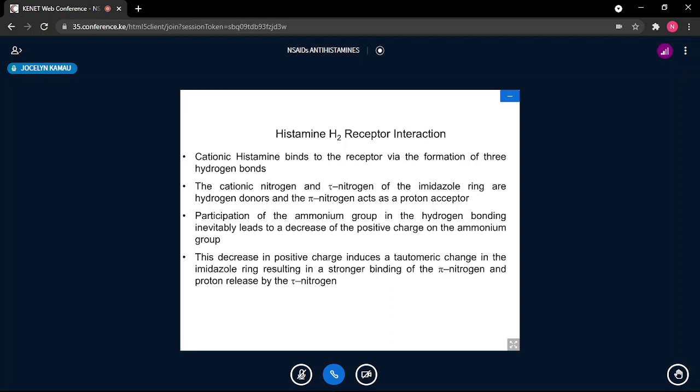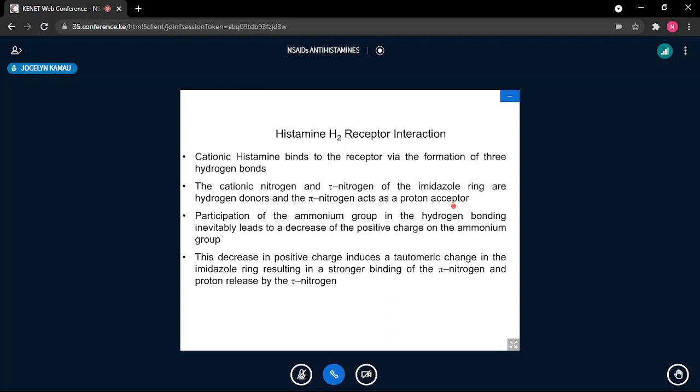ionic bonds. And then the middle, where you have the CH2, that area can interact with the receptor through hydrophobic bonds. So we are just saying that the histamine can interact with the receptor through different areas, and we are saying the cationic histamine binds the receptor via the formation of 3 hydrogen bonds. We are calling it cationic because it's already protonated. The cationic nitrogen and the tele nitrogen of the imidazole are hydrogen donors, and the pi nitrogen acts as a proton acceptor.